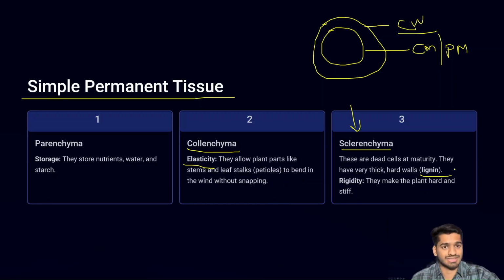So, due to which the entire plant is going to be very hard as well as stiff. So we can say that they provide protection, or we can say they provide mechanical support. So these are your three simple permanent tissues. Parenchyma, which is related to storage. Collenchyma provides elasticity. Sclerenchyma, rigidity or mechanical support.